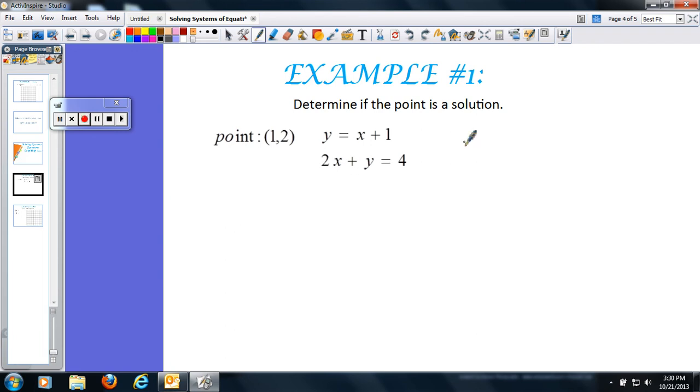In order for that to happen, that means when I plug this point in for the first equation, is it true? If it is, then I plug it in for the second equation. If it's true for both, then it is a solution. If it is not, then it's not a solution.